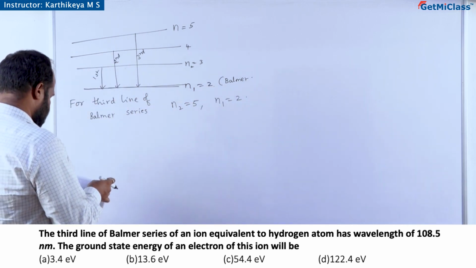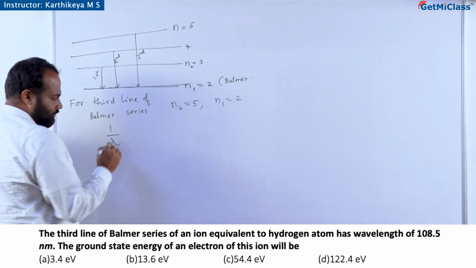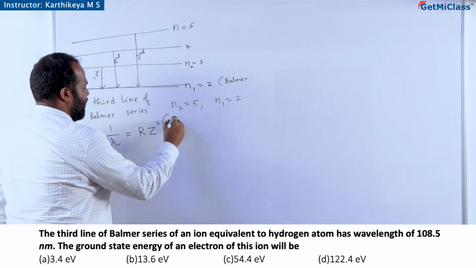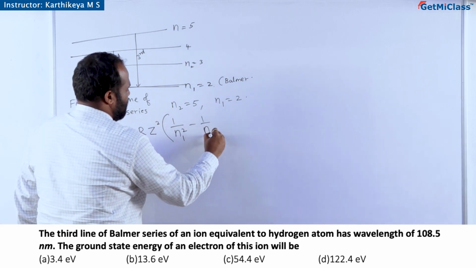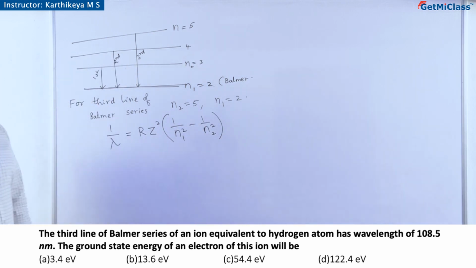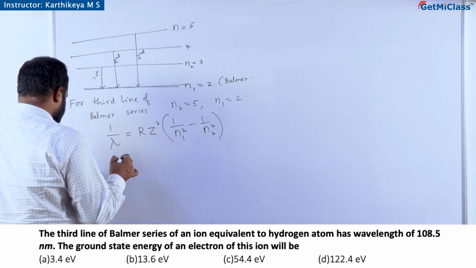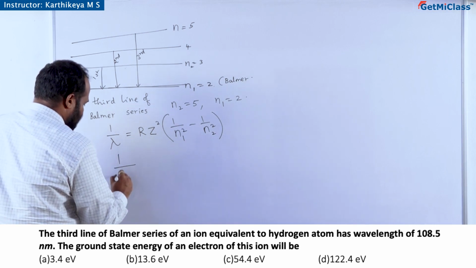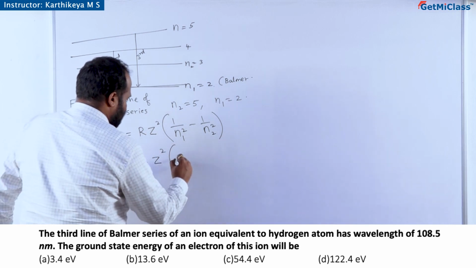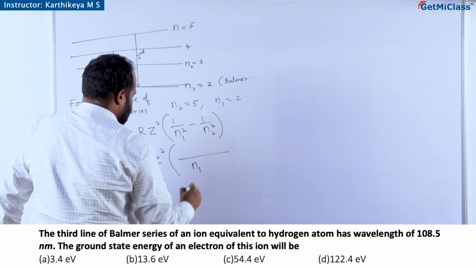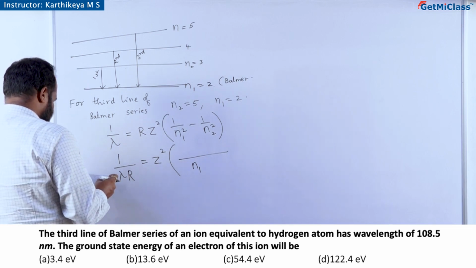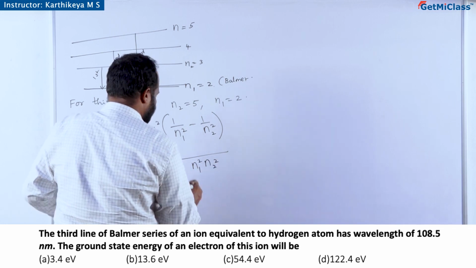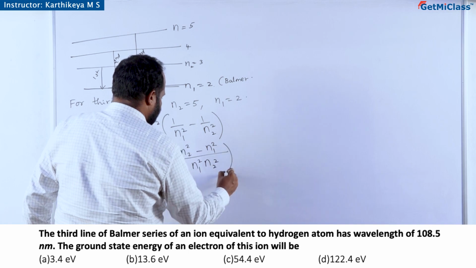Next, this is a hydrogen-like atom, not a hydrogen atom. So 1 by lambda is R Z square times (1 by n1 square minus 1 by n2 square). You can write this as 1 by lambda R is equal to Z square times (n2 square minus n1 square) divided by n1 square n2 square.